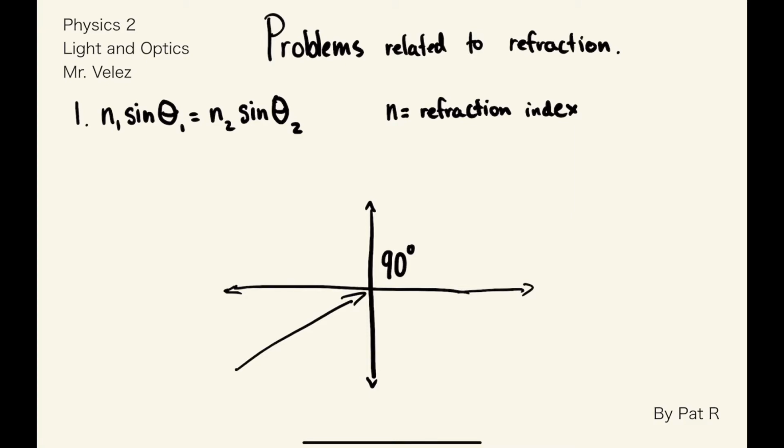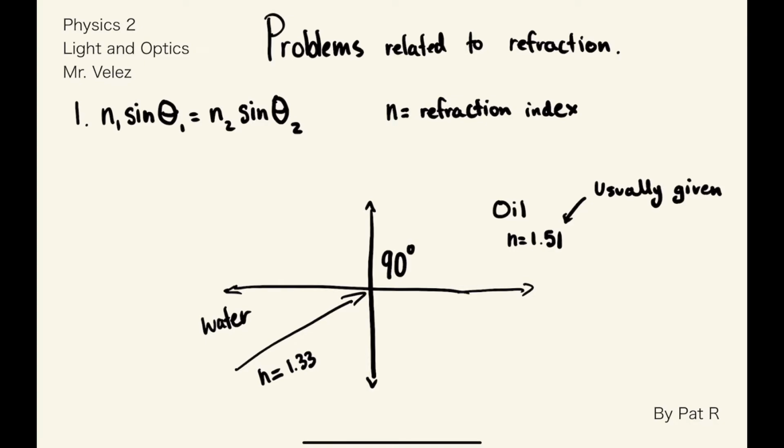For this, I'll have the index of refraction for water in the first two quadrants. As it crosses the x-axis, it'll go through oil, which has a refraction index of 1.51. Here you see water 1.33 and oil 1.51. These values are usually given on quizzes and tests.